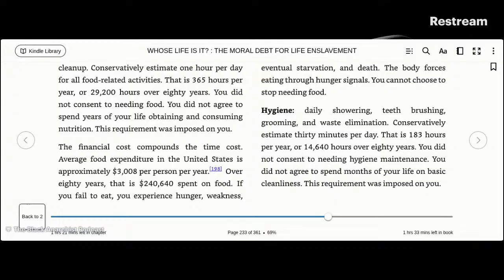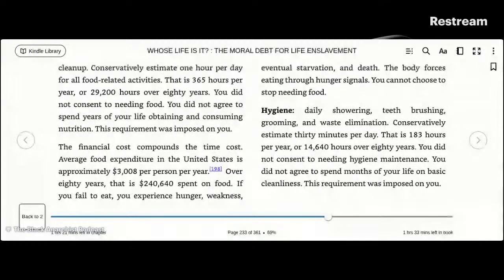29,200 hours over a year. You did not consent to needing food. You did not agree to spend years of your life obtaining and consuming nutrition. This requirement was imposed on you. The financial cost compounds the time cost. Average expenditure in the United States is approximately $3,008 per year.